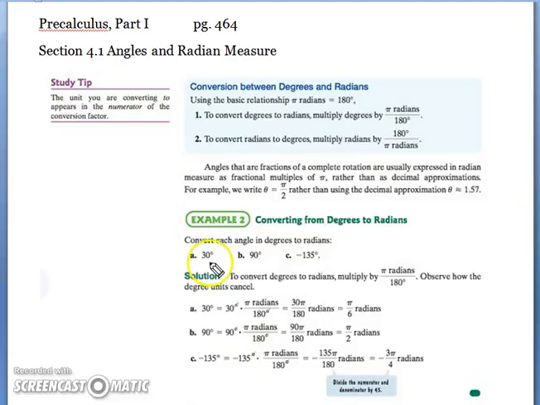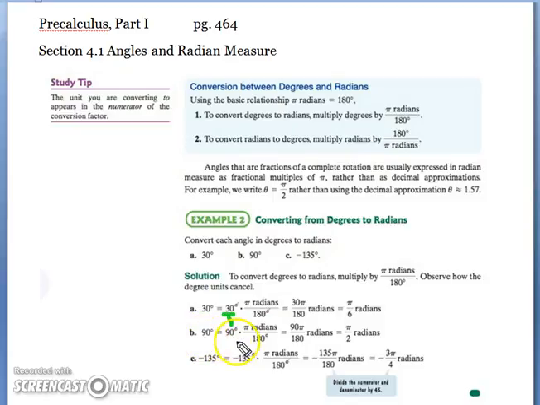So for this one, it said to convert 30 degrees to radians. So 30 degrees, you're multiplying by pi over 180. The 30 becomes 30 over 1. So now you have degrees top and bottom. That's why they get to go away. And you get 30 pi over 180, which reduces to pi over 6.